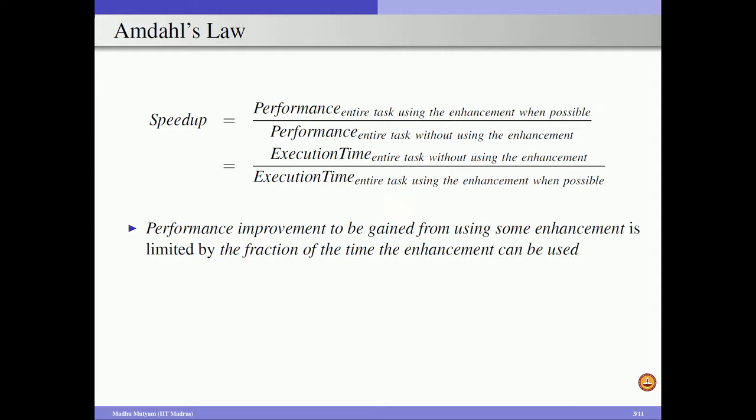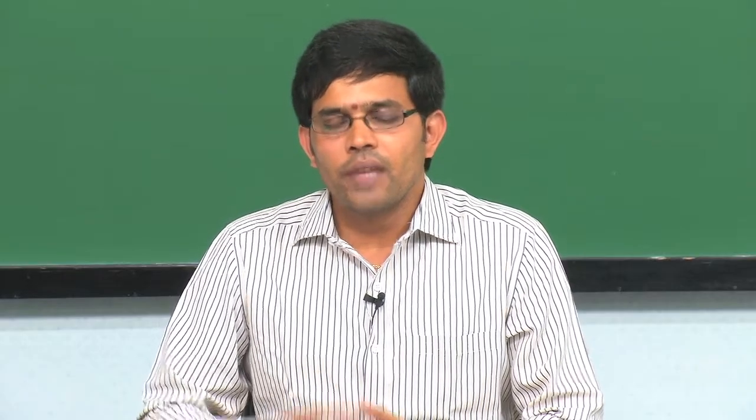So remember, it has two components. One is the performance improvement to be gained by using some enhancement. The second one is the fraction of time the enhancement can be applied. So if the fraction of time the enhancement is applied is 0, then you are not going to gain any performance improvement. On the other hand, if the enhancement is applied for the complete execution time, then you will get a significant improvement in the performance.